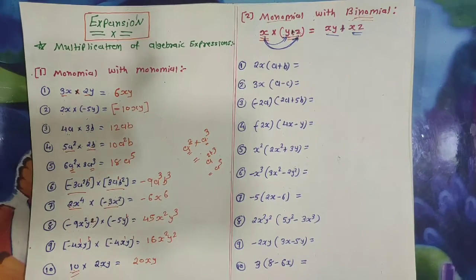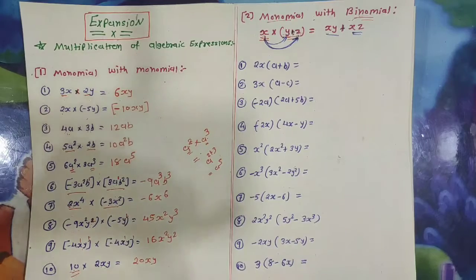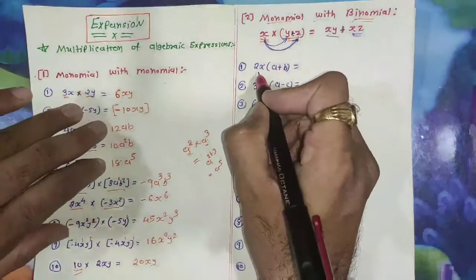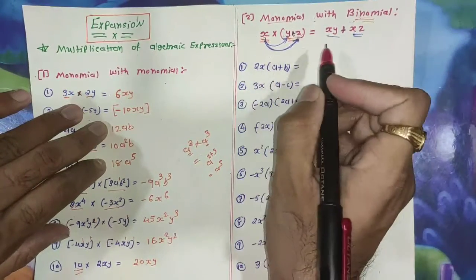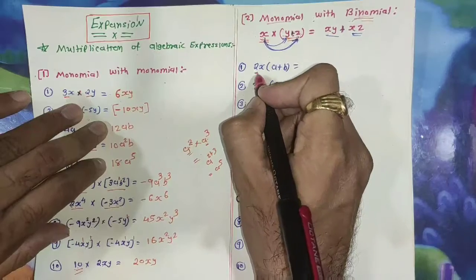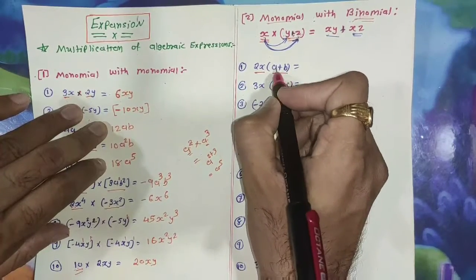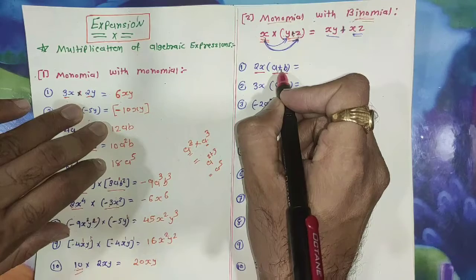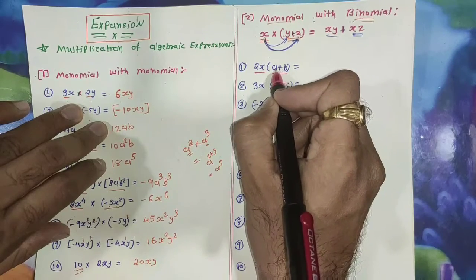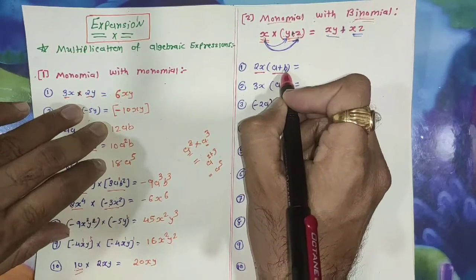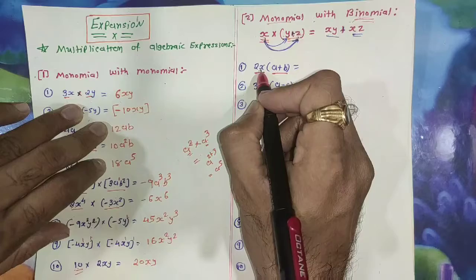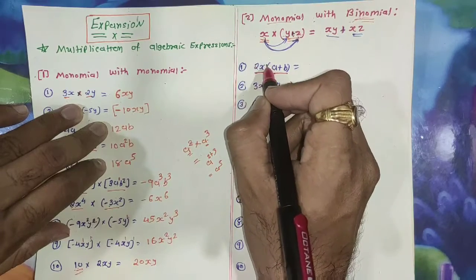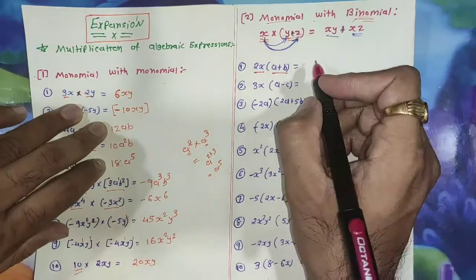So here we are given: first multiply 2x with a plus b. So it's a type of monomial with binomial multiplication. This is the monomial and this is a plus b. We can use a plus sign or a minus sign to separate the terms. So a plus sign means these two terms are separated, so only two terms are there, and here only one term is there. So you have to multiply this one term with these two terms. How can it be multiplied?